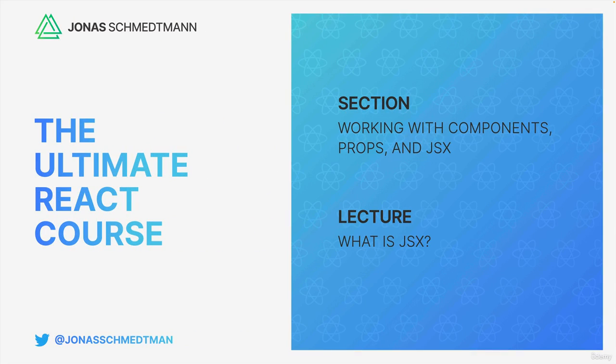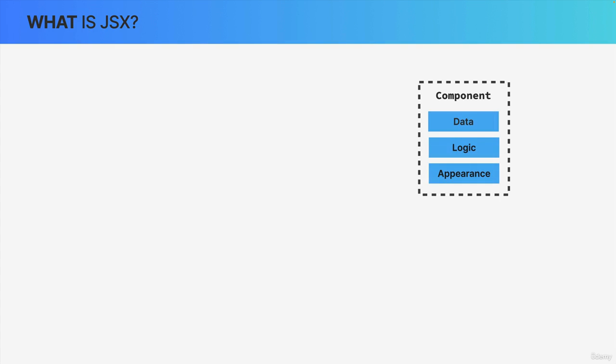We have written some pieces of JSX in this course already. But what actually is JSX and why is it such a big deal in React? Well, when we first talked about components, we talked about how a component contains its own data, logic, and appearance. And that makes sense, right? Because if a component is a piece of the user interface, it means that we must be able to describe exactly what that component looks like. And so that's where JSX comes into play.